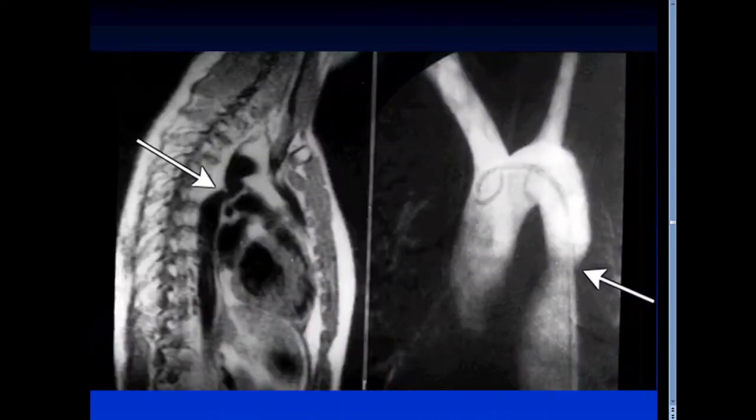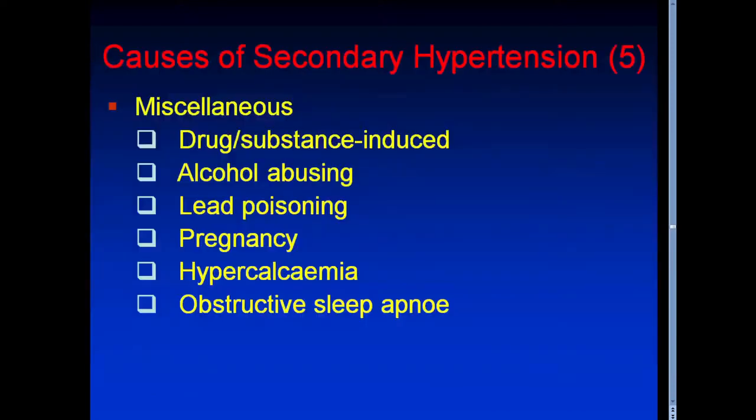We can see on MRI and angiogram the aorta with narrowing. And the last causes, miscellaneous: drug and substance-induced, alcohol abuse, lead poisoning, pregnancy, hypercalcemia, and obstructive sleep apnea.